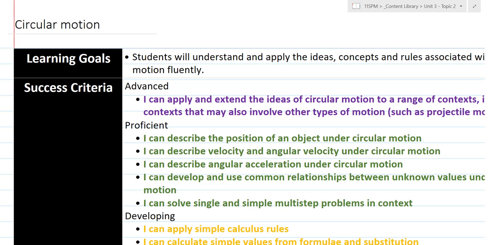So this is a standalone topic on circular motion. It doesn't really relate all that closely to the other things, but the concept's the same. It is vectors. The chances are this is one dot point. It's actually half a dot point on the syllabus.